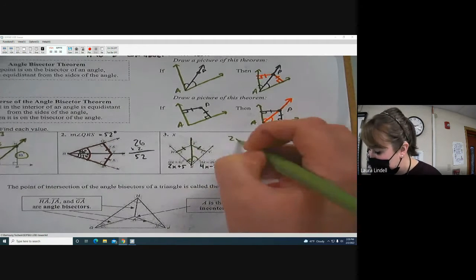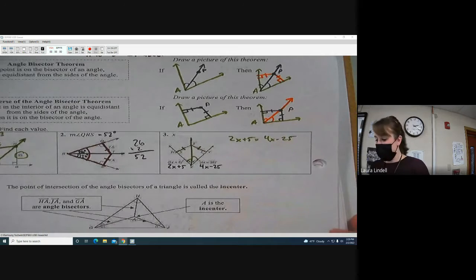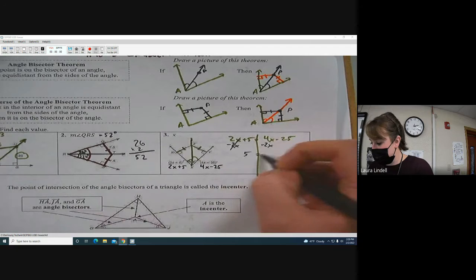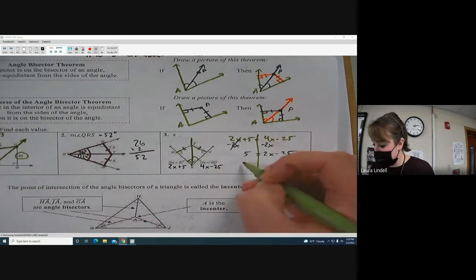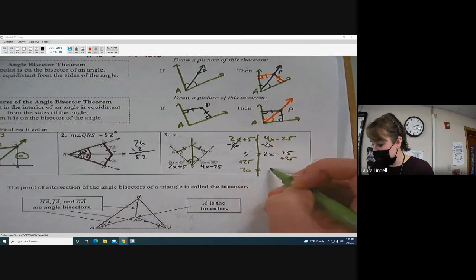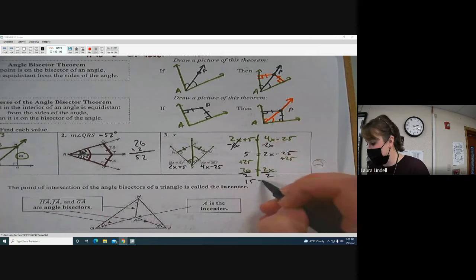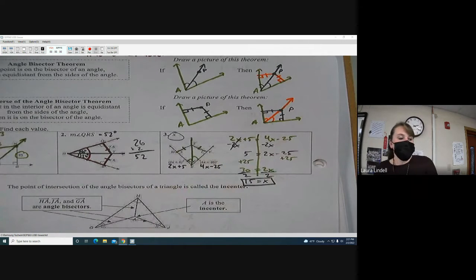So 2x plus 5 equals 4x minus 25. Then we subtract 2x from both sides. And then we add 25 to both sides. And then we divide by 2 on both sides to get 15 equals x. And that's our answer because on this one, all we were asked to find was x. All right. So those are the things we need to be able to do with the angle bisector theorem and the converse of the angle bisector theorem.